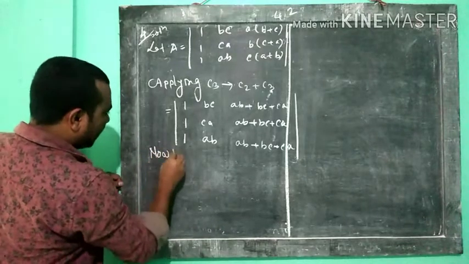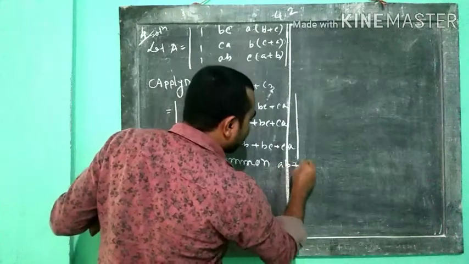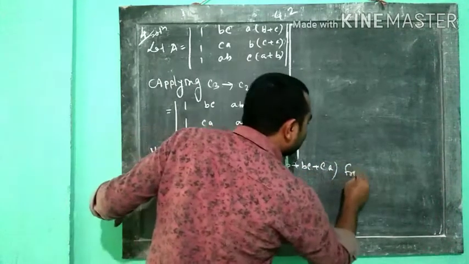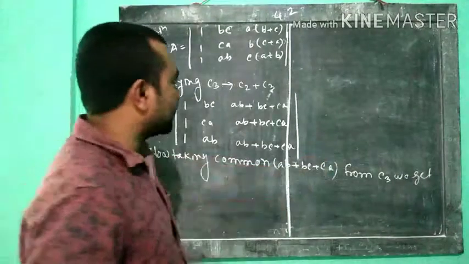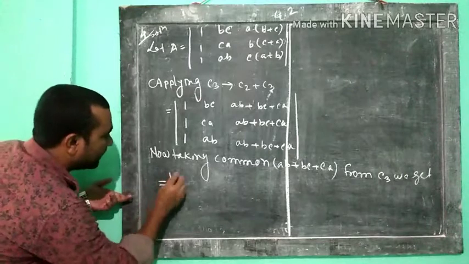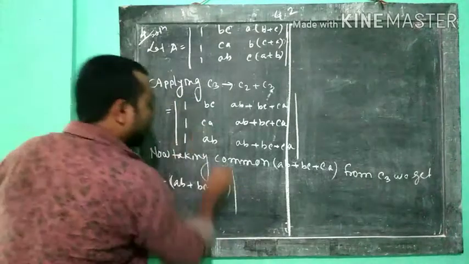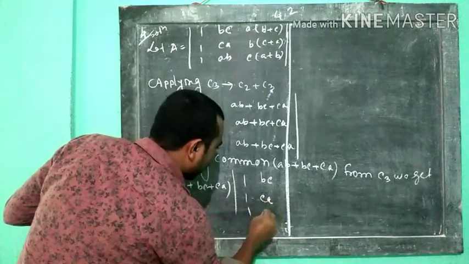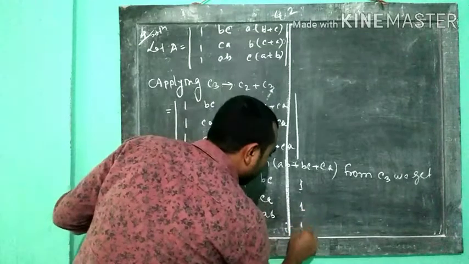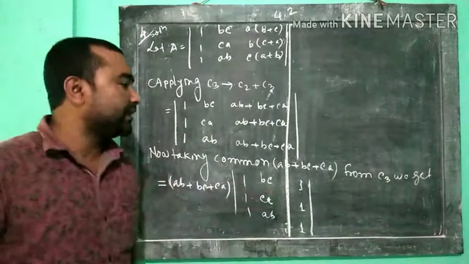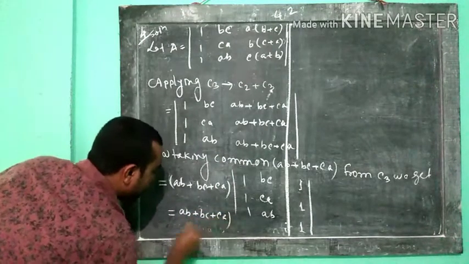Now taking common, what do we take common? AB plus BC plus CA from C3, that means from the third column. Then we have AB plus BC plus CA whole into determinant 1 1 1, BC CA AB, and 1 1 1. In this determinant also C1 and C3 are identical. So we can write AB plus BC plus CA into 0.